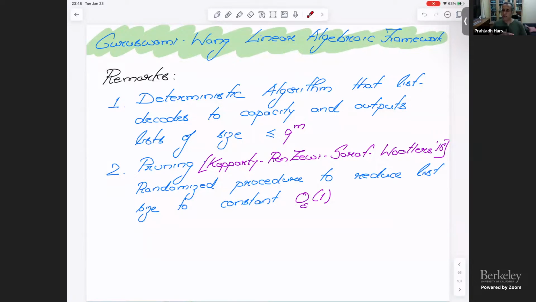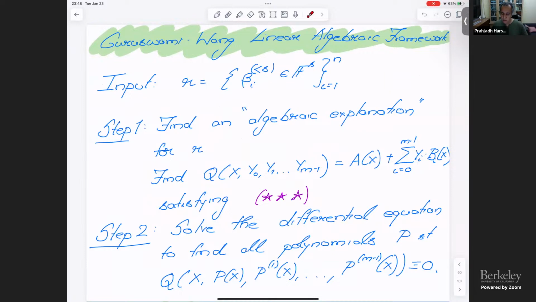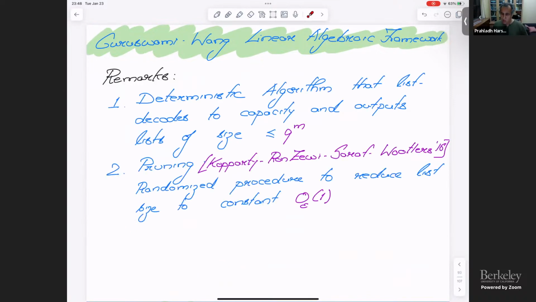They used the observation that this algorithm outputs polynomials which are all solutions sitting in an affine space, and they showed that a code with good distance cannot have a lot of code words in an affine space. They can't have q power m code words. It will actually be much, much smaller. And they gave a randomized pruning algorithm to reduce the list size from q power m to order 1 over epsilon, a constant size list. It'd be interesting to get a deterministic counterpart to the pruning algorithm of Kopparty, Ron-Zewi, Saraf, and Wootters.